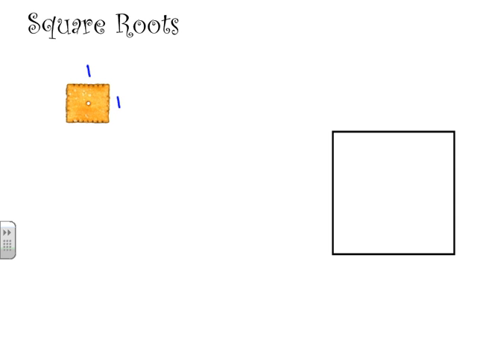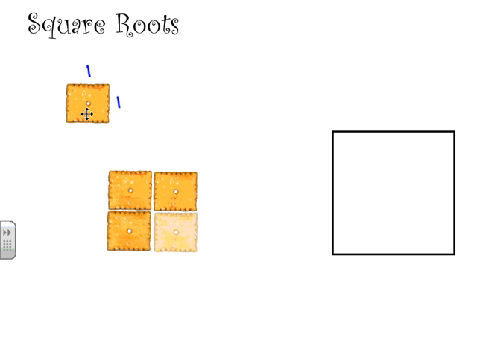So if we were to build the next size up of Cheez-Its, so here I have one Cheez-It. If I take a second Cheez-It and I put it next to it, it's going to give me a rectangle. And what we want to do is we want to be able to build the next size square. So if I take another one here, that will give me 3. And we can see that it takes 4 to get me the next size square up.